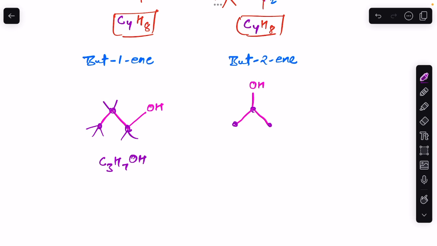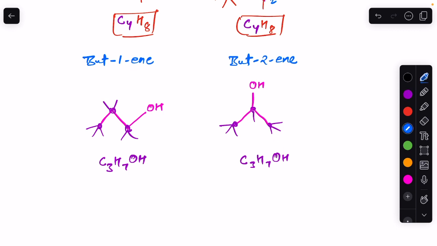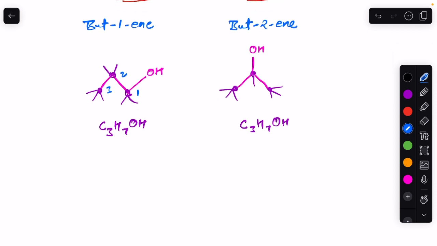1, 2, 3, 3 carbon atoms. Number of hydrogen atoms are 1, 2, 3, 4, 5, 6 and 7. C3H7 with the OH. So the molecular formula in both of the compounds is the same, whereas if we name these, numbering starts from here, 1, 2 and 3. So the first compound is prop, single bond, OH at first position, then 1-ol.